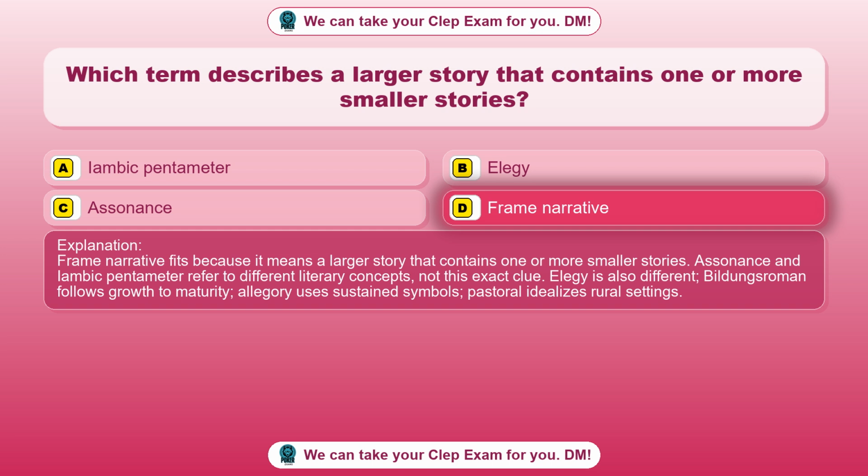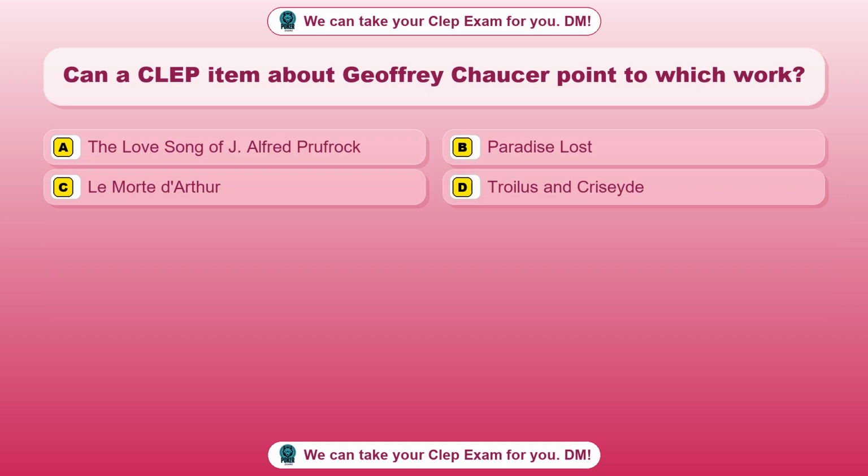Assonance and iambic pentameter refer to different literary concepts, not this exact clue. Elegy is also different. Bildungsroman follows growth to maturity, allegory uses sustained symbols, pastoral idealizes rural settings. Question 67. Can a CLEP item about Geoffrey Chaucer point to which work?